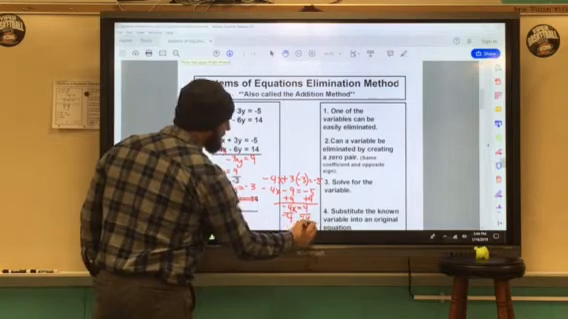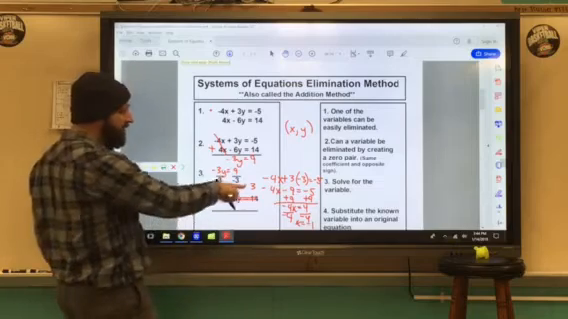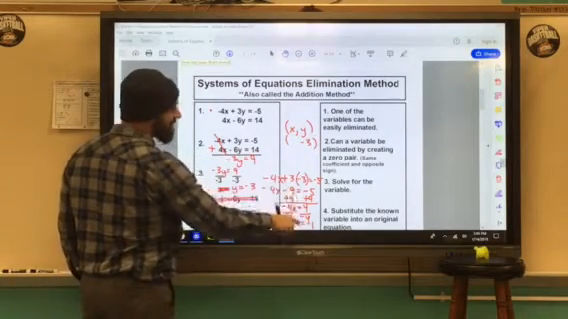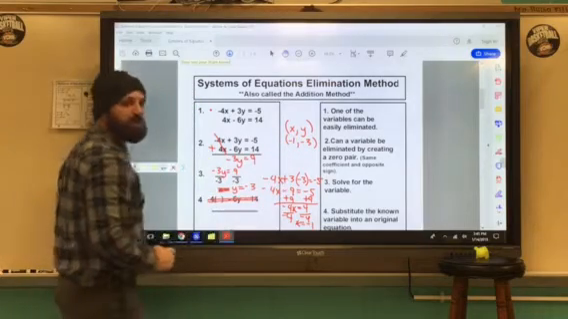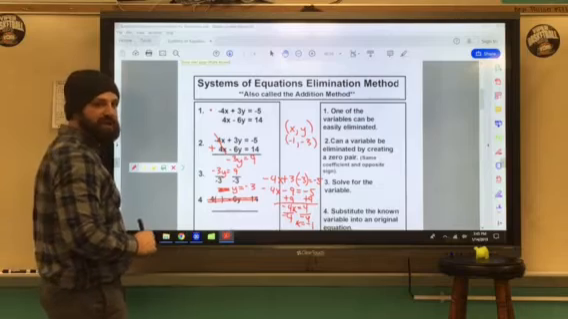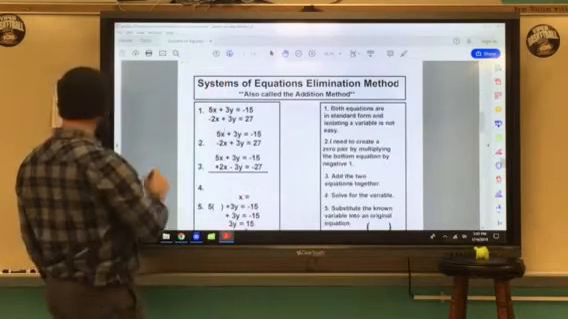X equals -1. So remember, x comma y. I solved for y first. Then I found my x. So my answer, the intersection of these two lines, is -1, -3. Let's take a look at our third example.